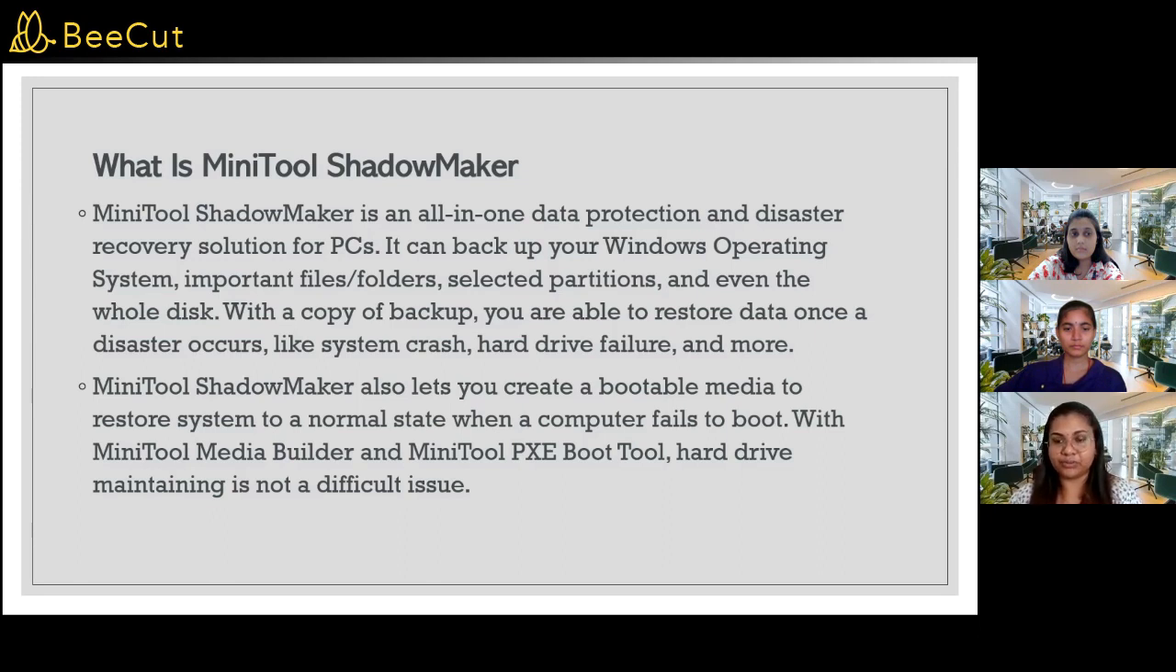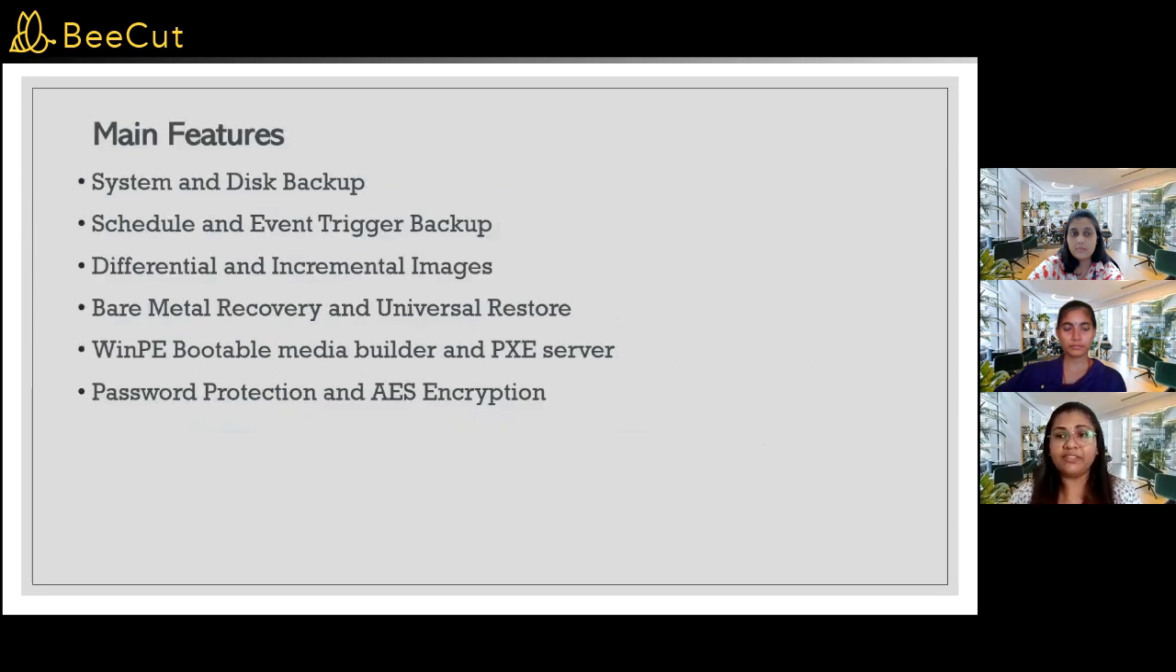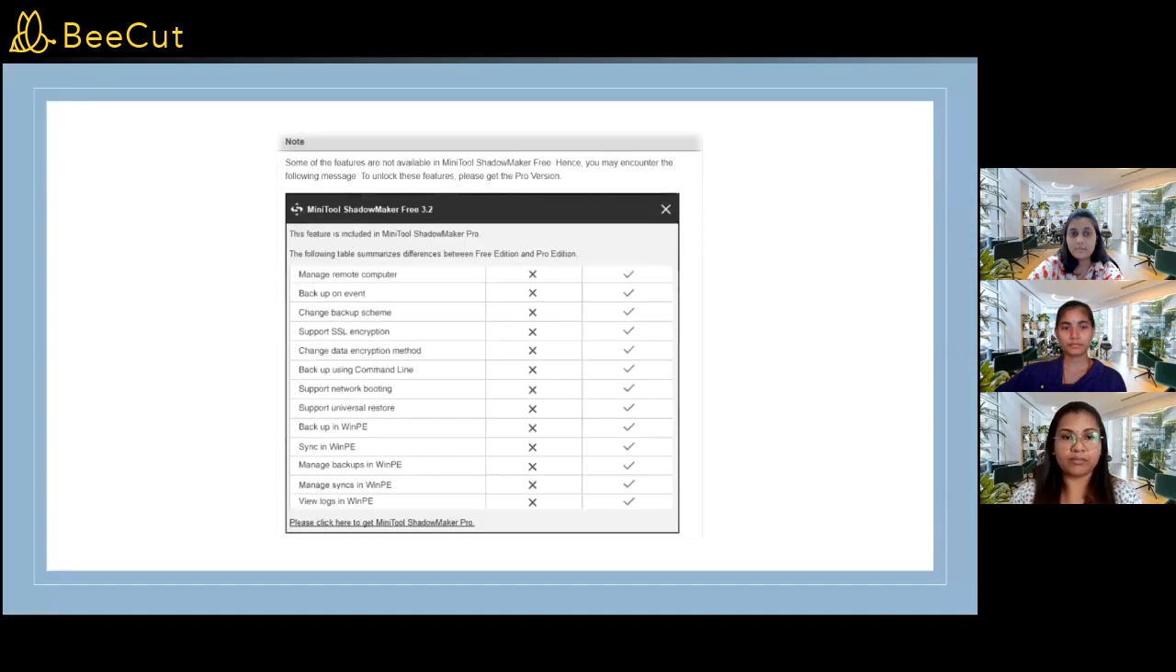Hard drive maintenance is not a difficult issue. The main features of MiniTool ShadowMaker are system and disk backup, schedule and event trigger backup, differential and incremental images, bare metal recovery and universal restore, WinPE bootable media builder and PXE server, password protection and AES encryption. These are the features you can go through.